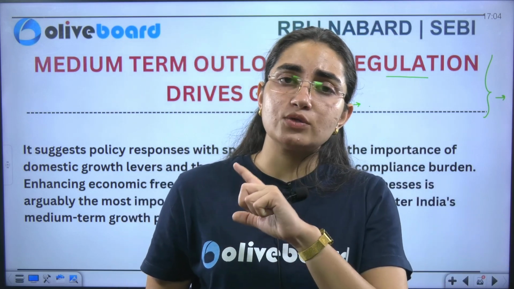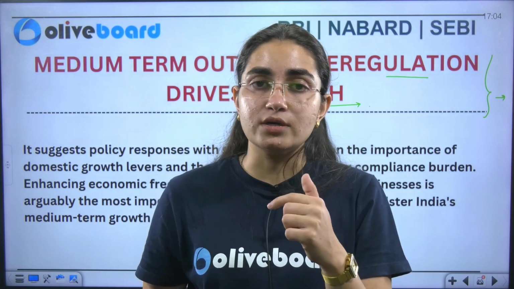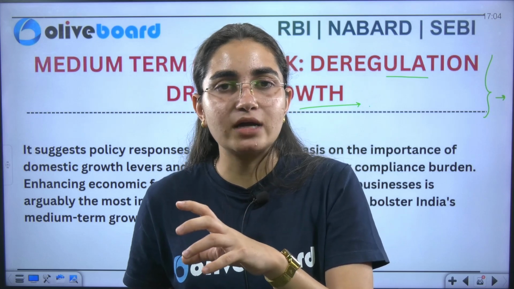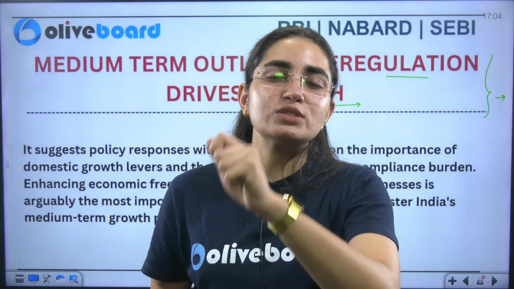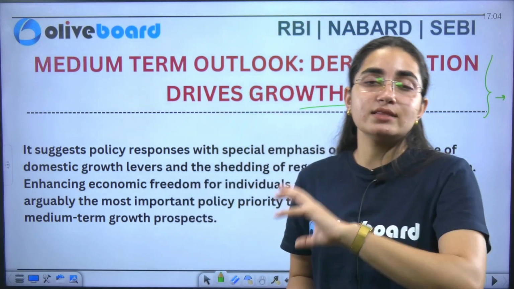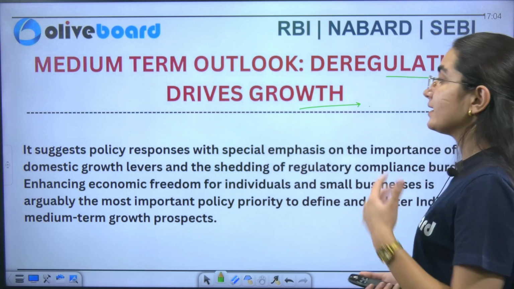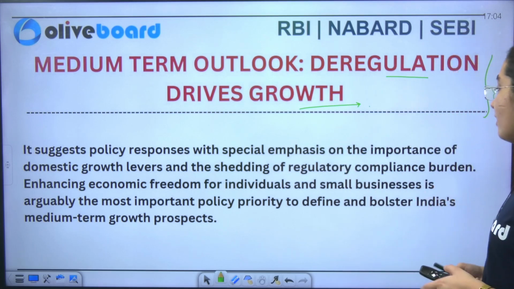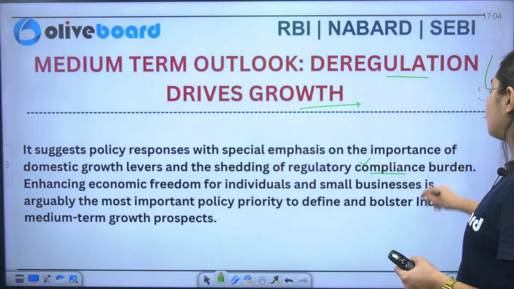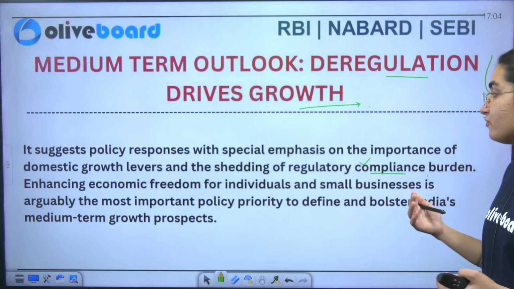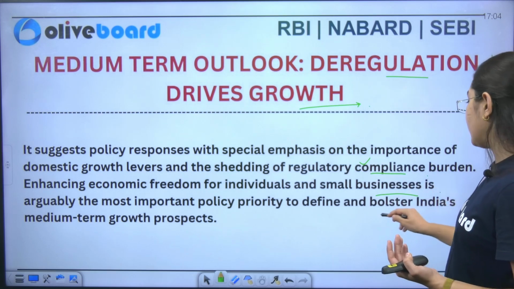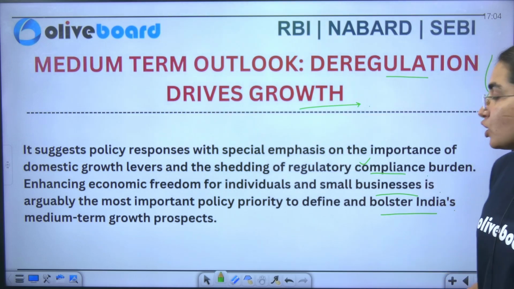And similarly what is written here is that deregulation will lead to growth. If we start reducing regulations, if we put fewer regulations on private companies, then private businesses and private investments will take more interest in our sectors also. That is what we'll discuss in this particular chapter. You can see that it suggests policy responses with a special emphasis on the importance of domestic growth levers and shedding the regulatory compliance burden. It will enhance the economic freedom of individuals and small businesses, which is arguably the most important policy priority to define and bolster India's medium term growth prospects.